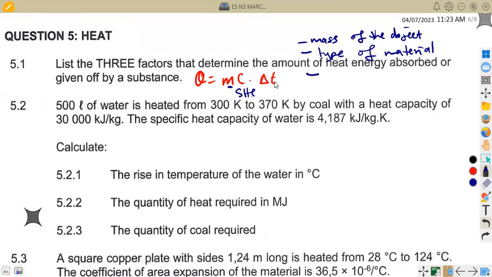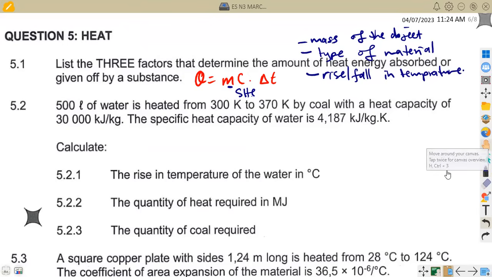Then the change in T is for the temperature, that it can be a rise or it can be a fall in temperature. So this is the rise or fall in temperature, or change in temperature. So these are the factors which determine the amount of heat.